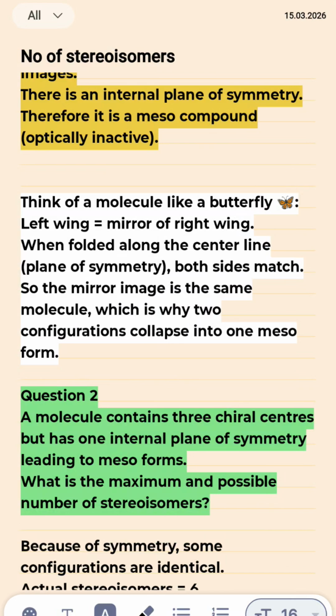So the mirror image is the same molecule. If I consider the mirror image, the left wing becomes the right and the right becomes the left, and they are the same molecule. That is why two configurations collapse into one meso form, because they are the same configuration, if the two mirror images coincide and overlap.